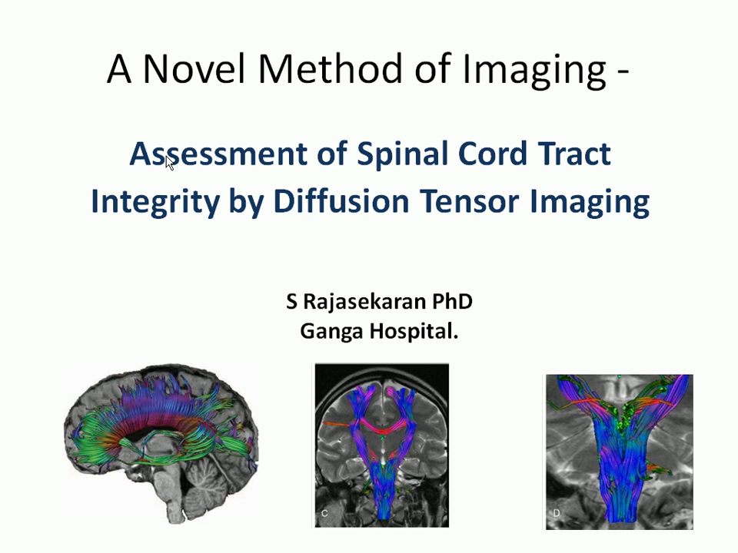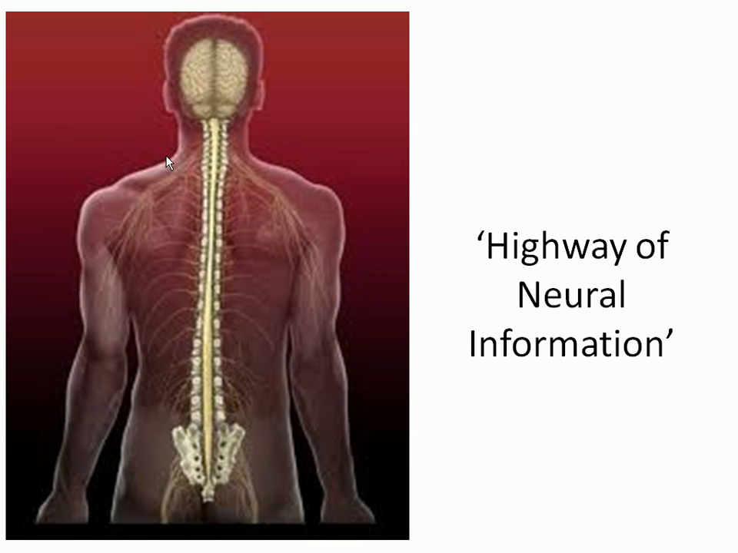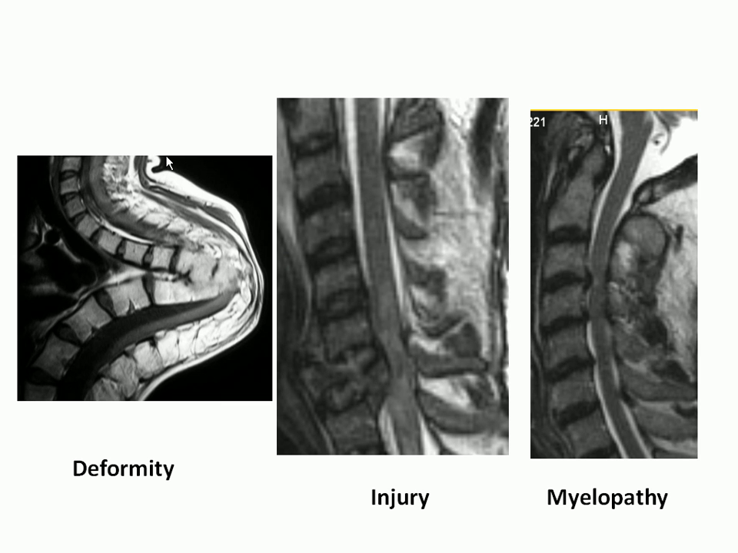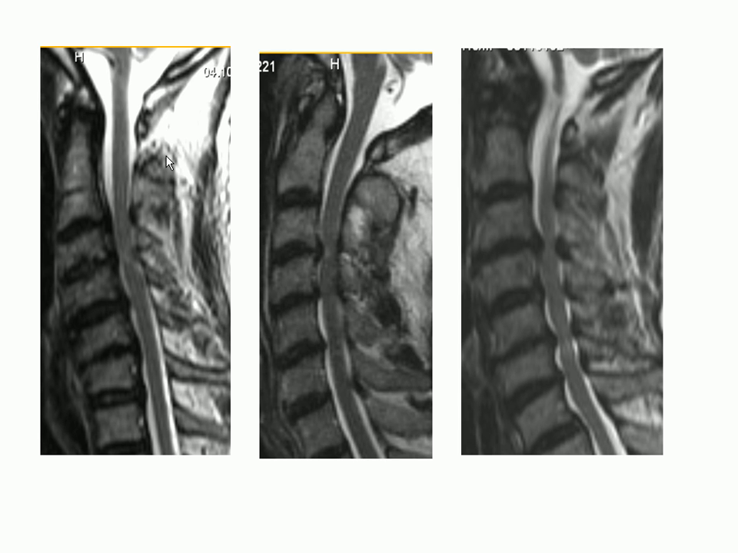So the topic that I'm going to discuss with you is one of the newer methods of imaging on how we can look at the function of the spinal cord rather than the anatomy of the spinal cord. Now we all know that the spinal cord is a highway of neural information, and for anybody who's dealing with spinal cord pathology, whether it be a gross deformity or a spinal cord injury or a chronic compressive scenario like myelopathy, the actual physiology and functional status of the cord is of paramount importance.